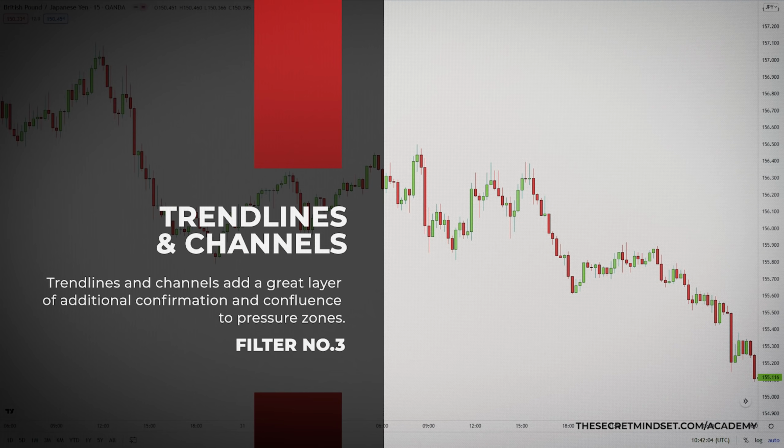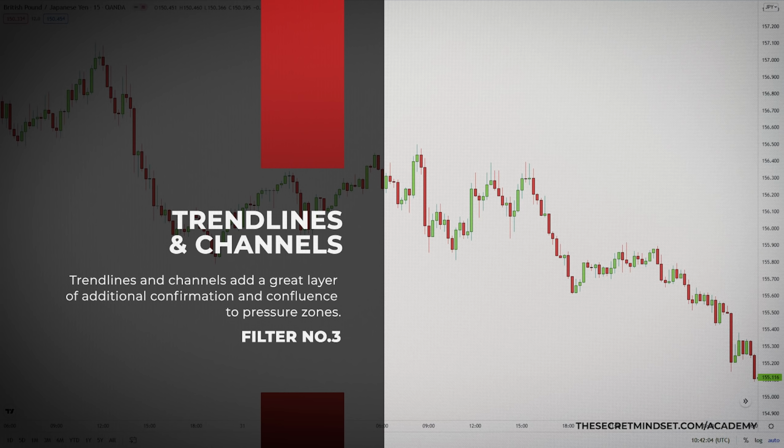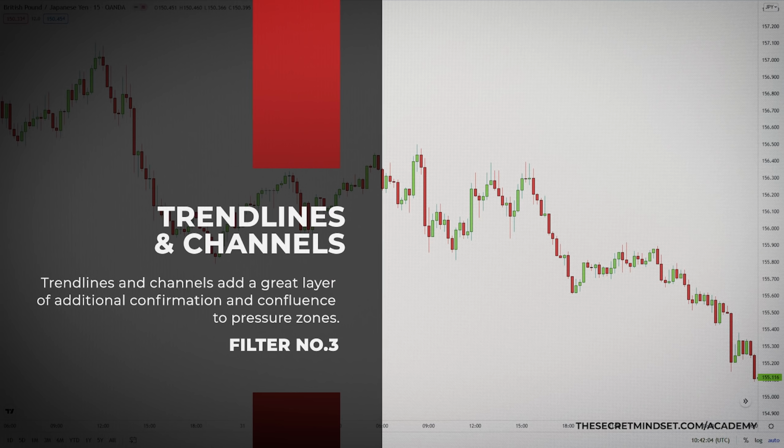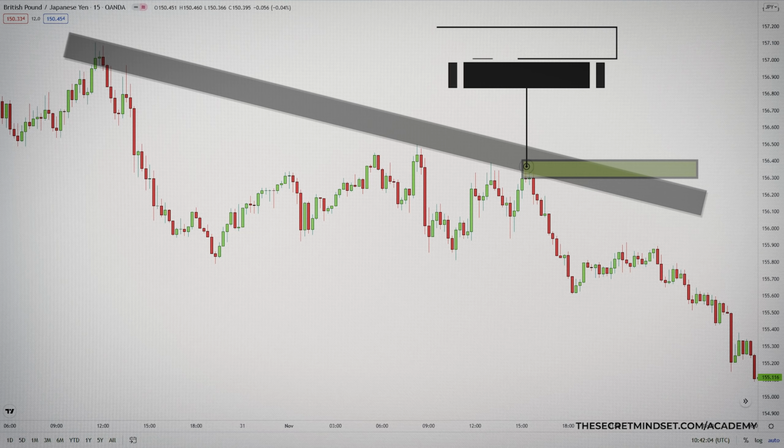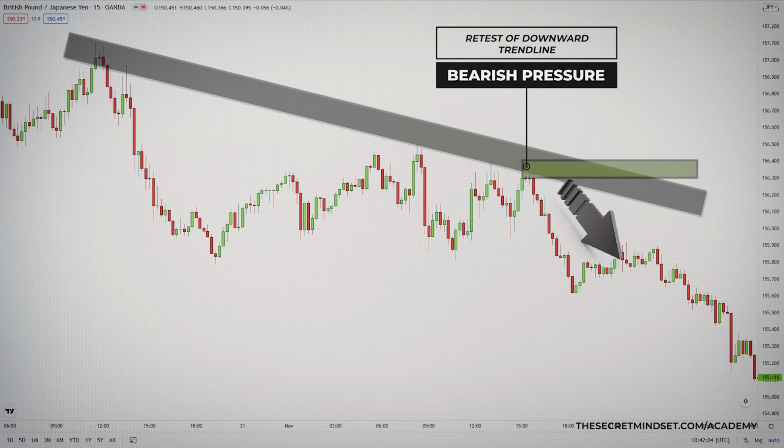Trend lines and channels are also great confluence areas. Trend lines are especially valuable if you are looking for potential pressure zones during trending markets when it comes to finding re-entry opportunities during pullbacks. When it comes to drawing trend lines, go for the most obvious ones with the most touches.